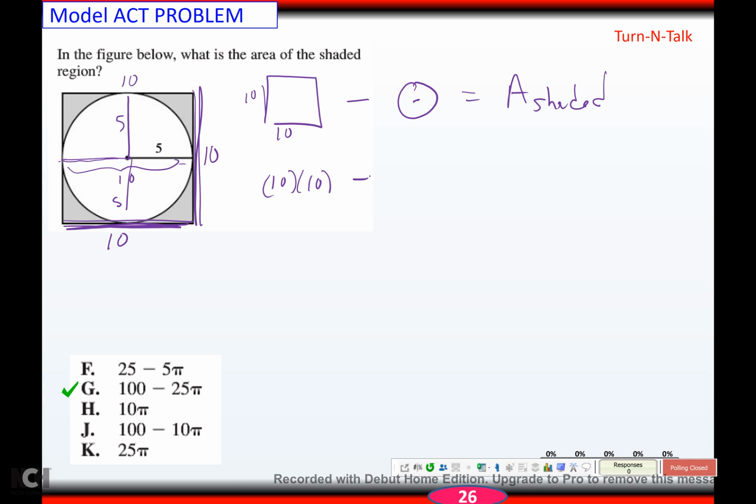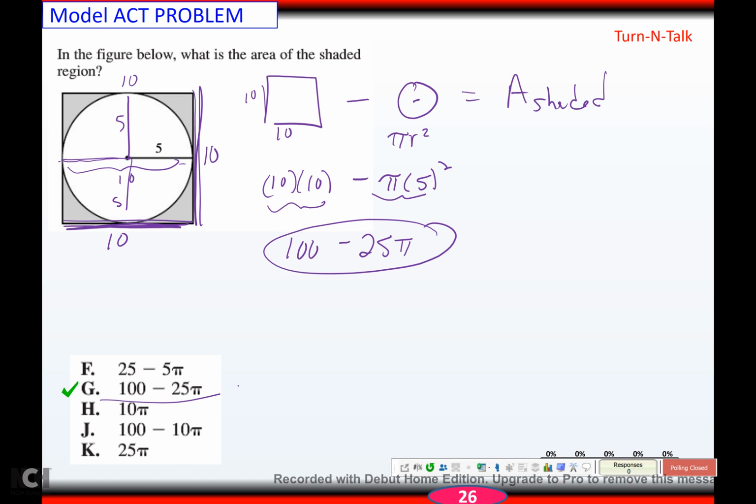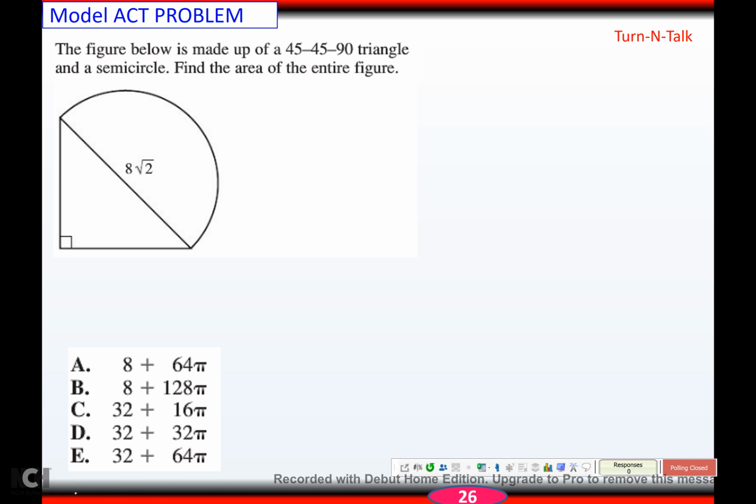The area of my circle is pi r squared. So that's going to be pi times 5 squared. That's 100 minus 25 pi. And in terms of pi, that's all I can do. If your answers were in decimal form, then you would use 3.14 for pi and type it in. Alright, try this one. Hit pause. Come back when you're ready.